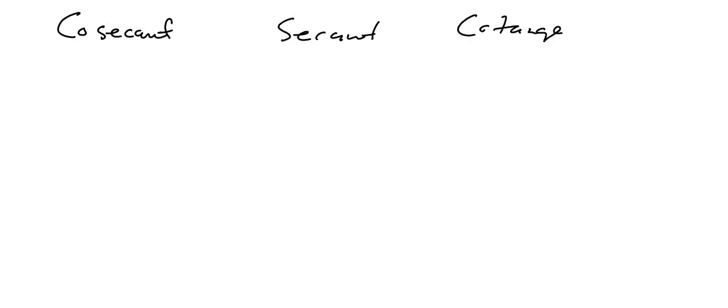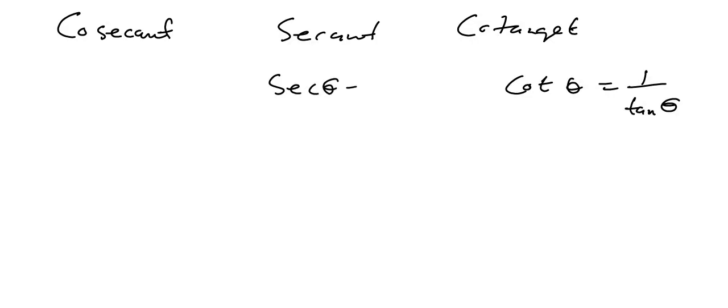Their inverses are cosecant, which we're going to be calling cosec, then secant, then cotangent. These are the full names. The shortcut for cotangent is cot, which is 1 over tan theta. The inverse of tan is what we call cot. Then we have sec. Sec is just 1 over cos. The inverse of cos is what we call secant, which is sec. Then cosec is simply the inverse of sine.